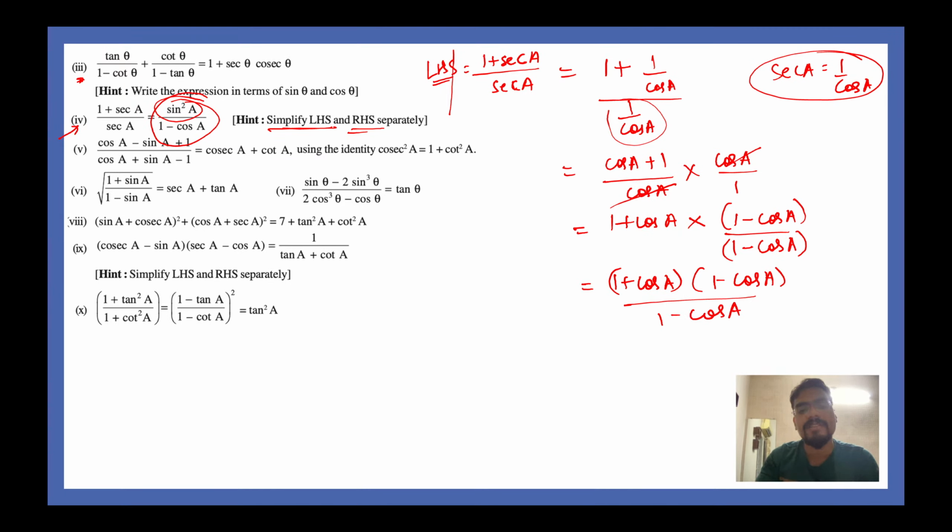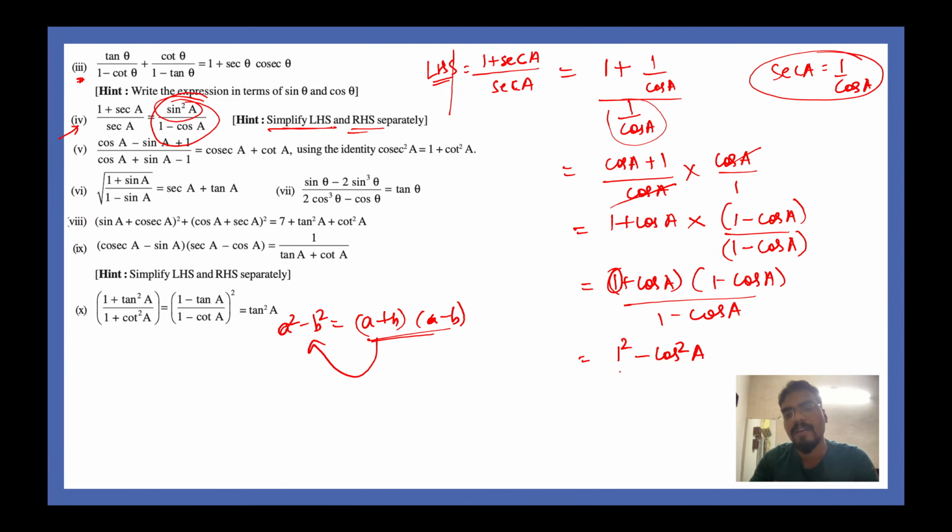Now remember the property: a square minus b square is equal to (a plus b) times (a minus b). Is the vice versa not also true? (a plus b) times (a minus b) can be written as a square minus b square. So we take a as 1 and b as cos A. We can write 1 square minus cos square A, whole divided by 1 minus cos A. Few students mistakenly cancel out the square here, but we can't do that because that is incorrect. 1 square minus cos square A is nothing but 1 minus cos square A, because 1 square is 1, divided by 1 minus cos A.